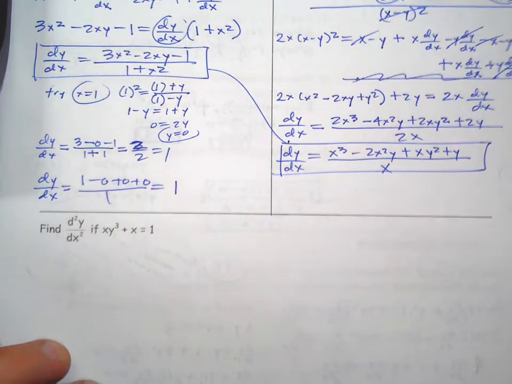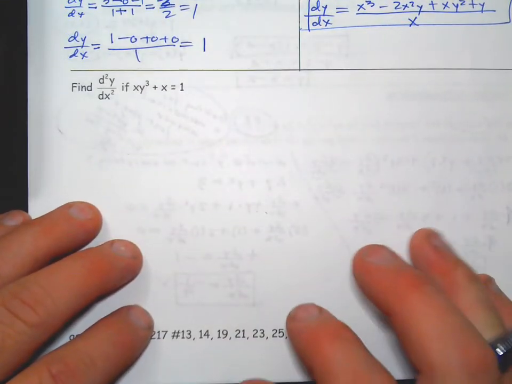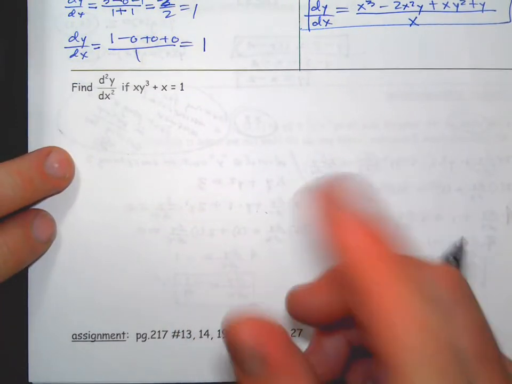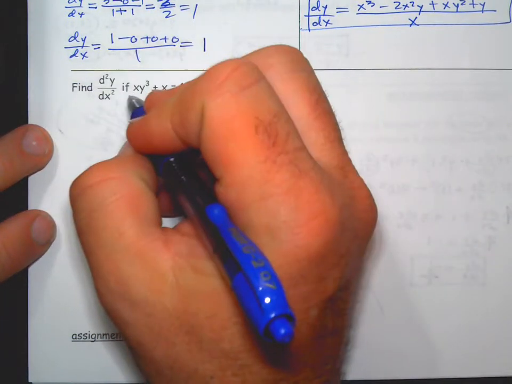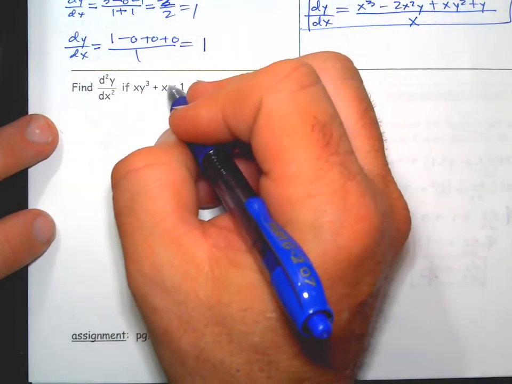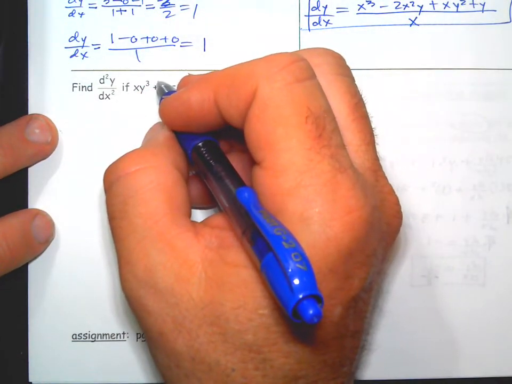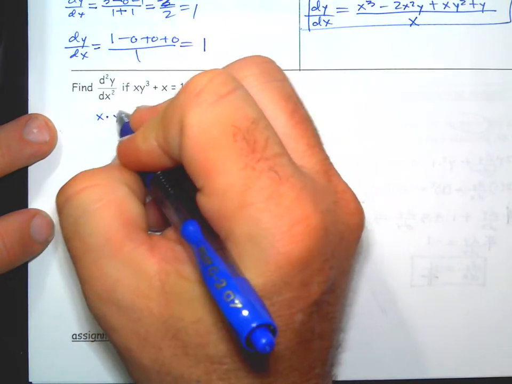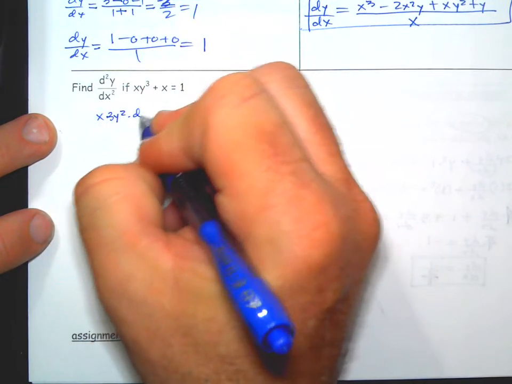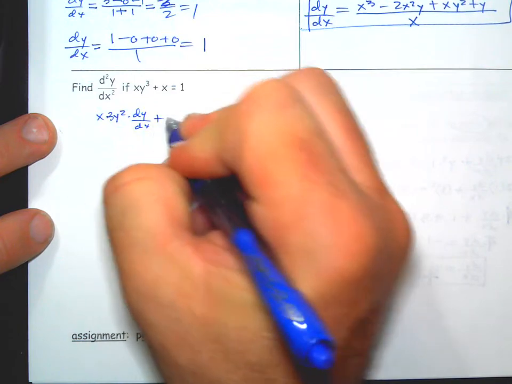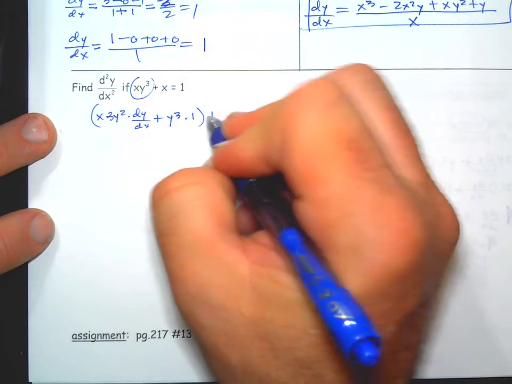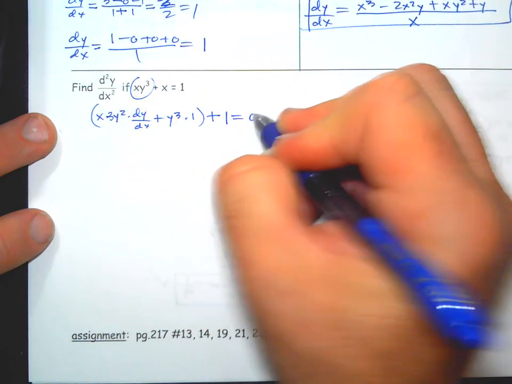Now, here's an interesting new challenge. How do we do the second derivative implicitly? Because we've been doing second derivatives before, and that's just the derivative of the first derivative. So you have to do, let's do the first derivative implicitly. So x times 3y squared dy/dx plus y cubed times the derivative of x, which is 1. So that's that product rule right there. Plus the derivative of x is 1, equals the derivative of 1, which is 0.